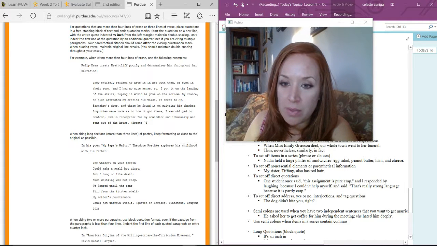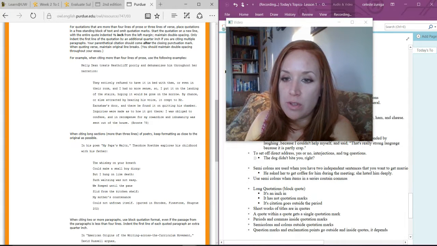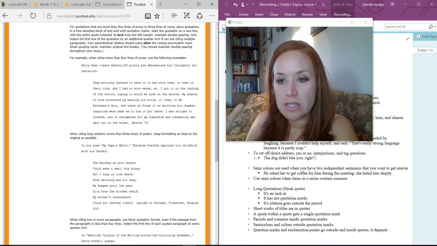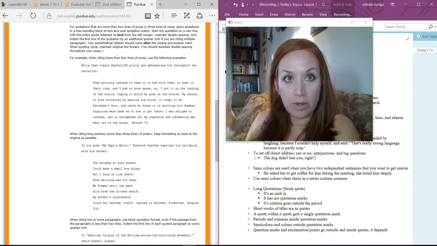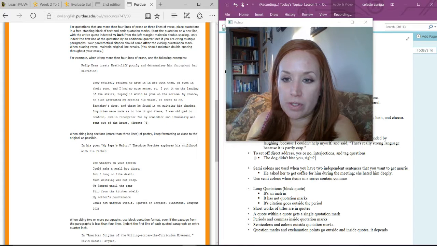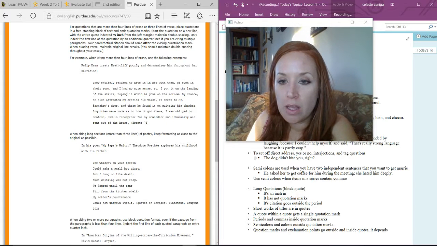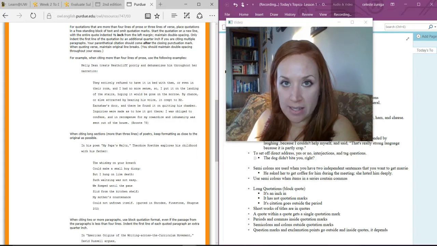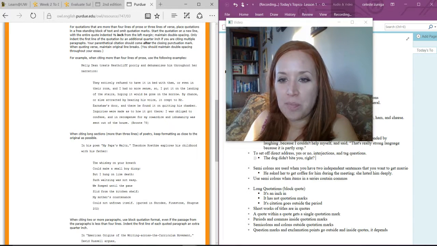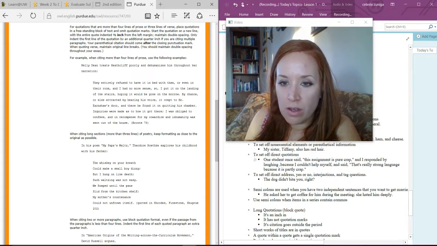You can also use a comma to offset a direct yes or no, interjections, or tag questions. If you've ever taken Spanish, a lot of Spanish has tag questions, right? They will say something at the very end of a sentence that makes it a question, like, the dog didn't bite you, right? Before the tag question, that little question that appears at the end, you would put the comma. Also, if you answer someone and say yes, a lot of times you guys will email me questions and I'll be like, yes, comma, and then I'll explain why. Or no, comma, explain why. So that's when you use them. All right.